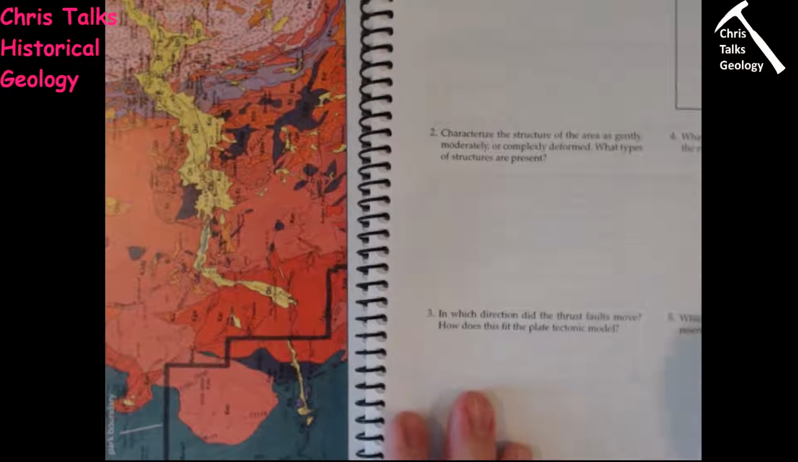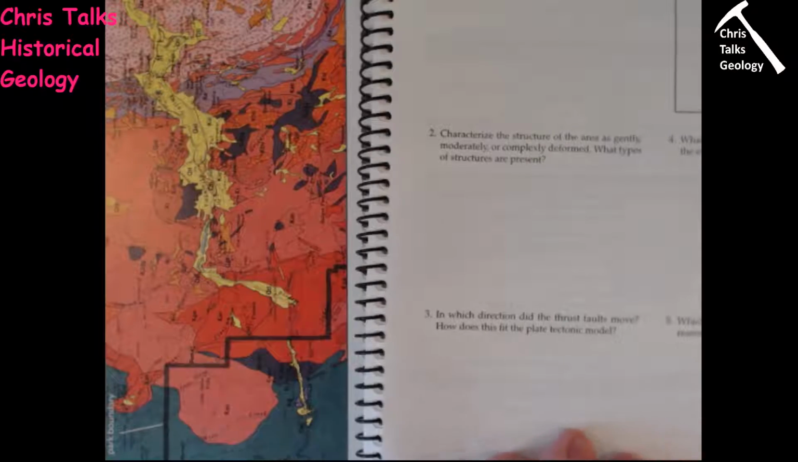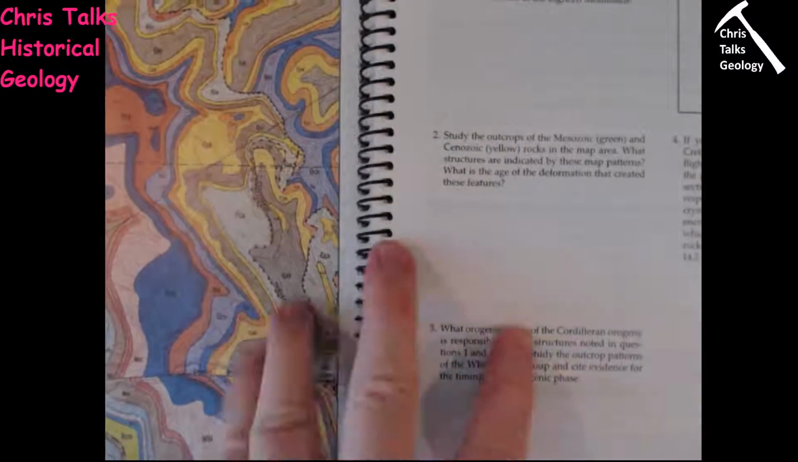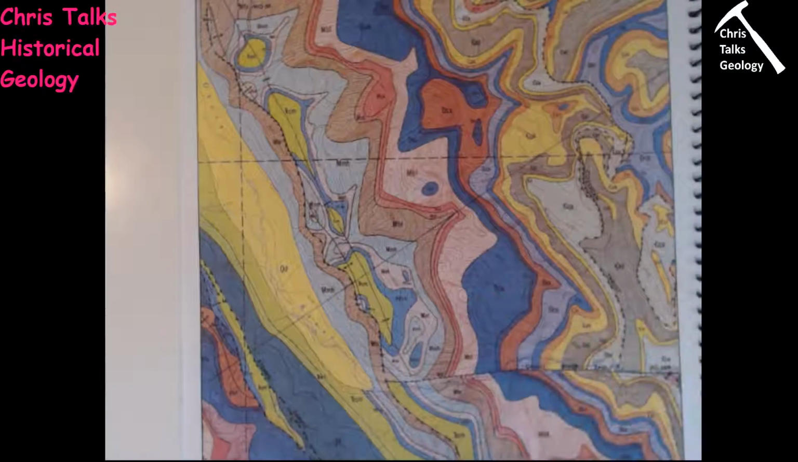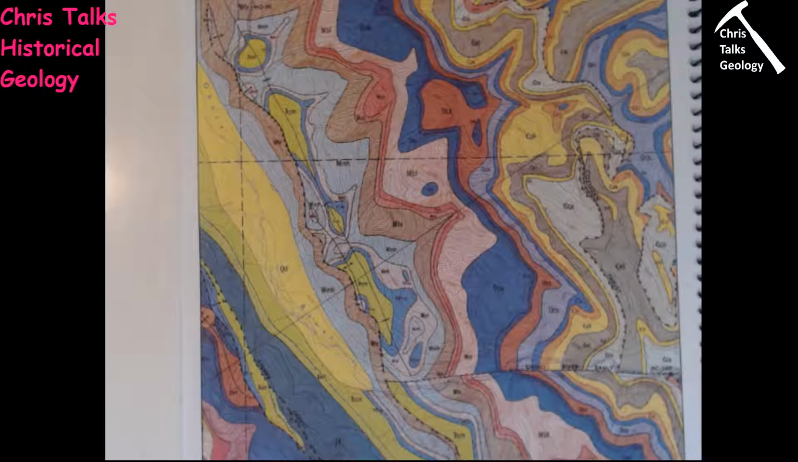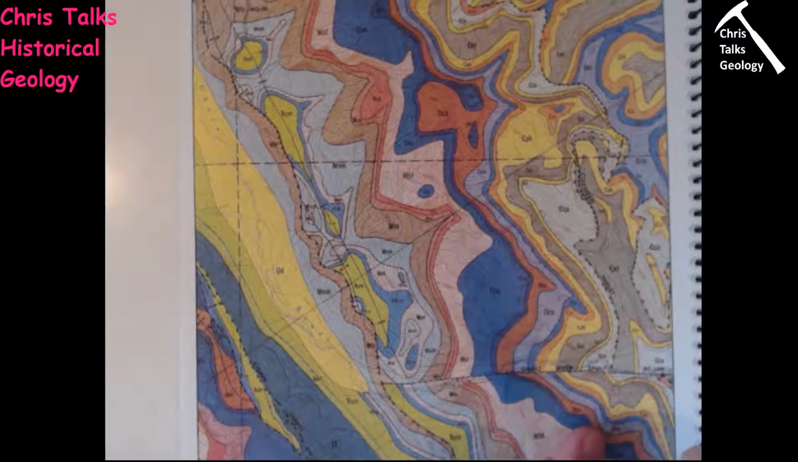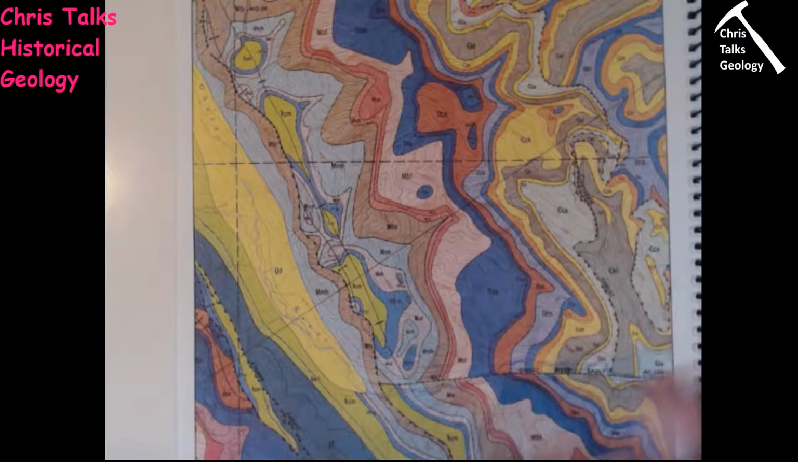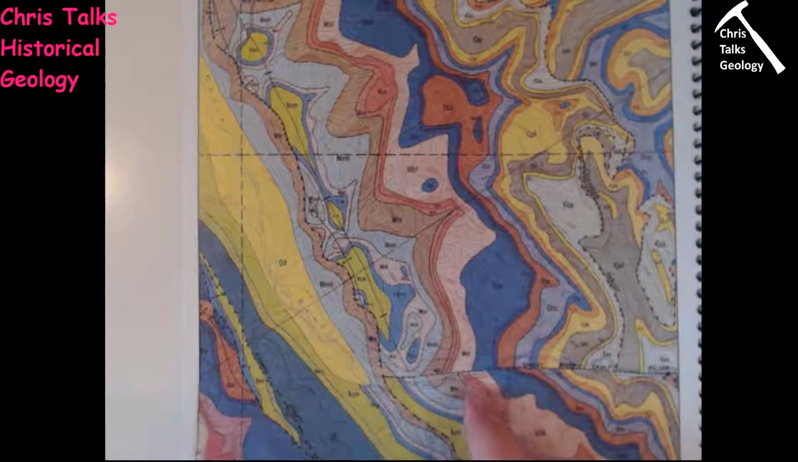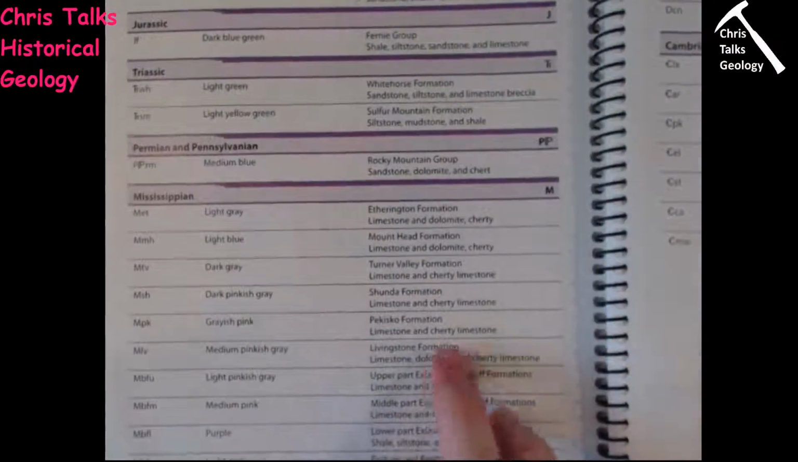So, question 3. In which direction did the thrust faults move? How does this fit the plate tectonic model? Okay. Well, I was speaking earlier about how the triangles show you the direction of travel. So I'm not going to tell you how they're moving. I hope you should be able to work that out for yourself. Now, how does this fit with the tectonic model? Well, I'm just going to go back a page, or 2 pages actually.